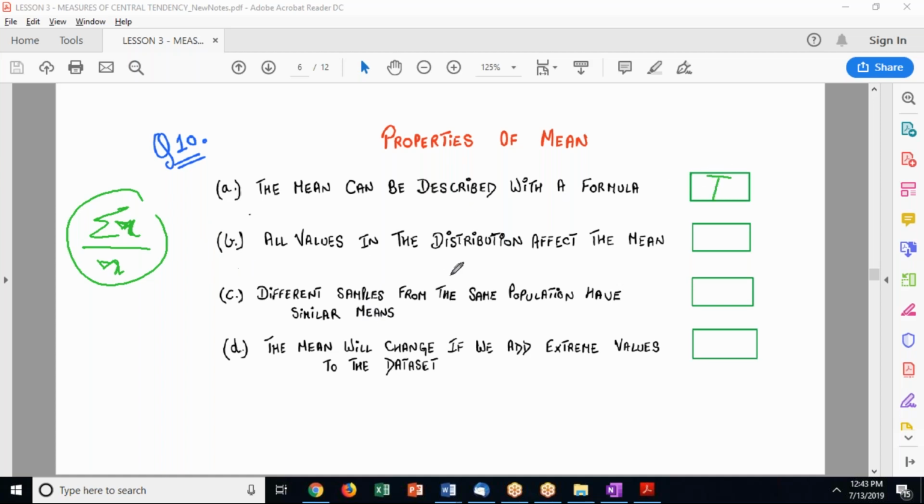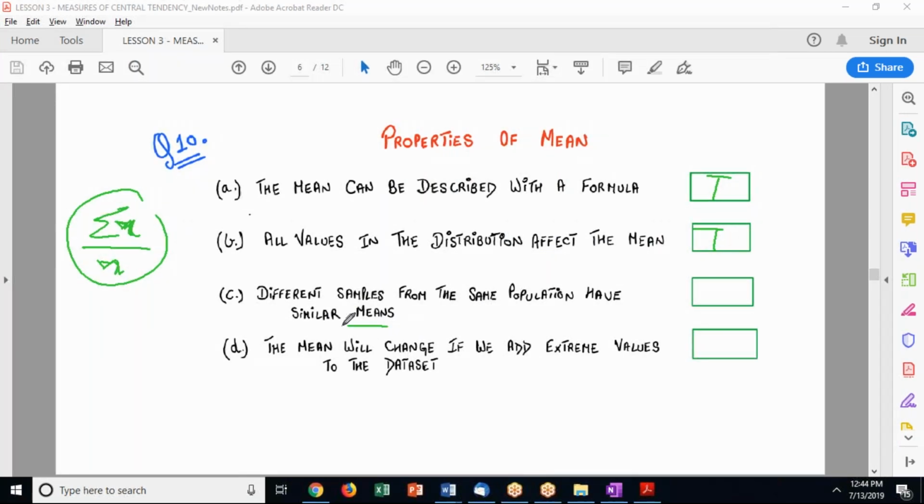So this is true, right? I already told you that this is true. All values in the distribution affect the mean. Yes, true. All the values in the distribution will affect the mean. If you change even a single value, the mean would change.